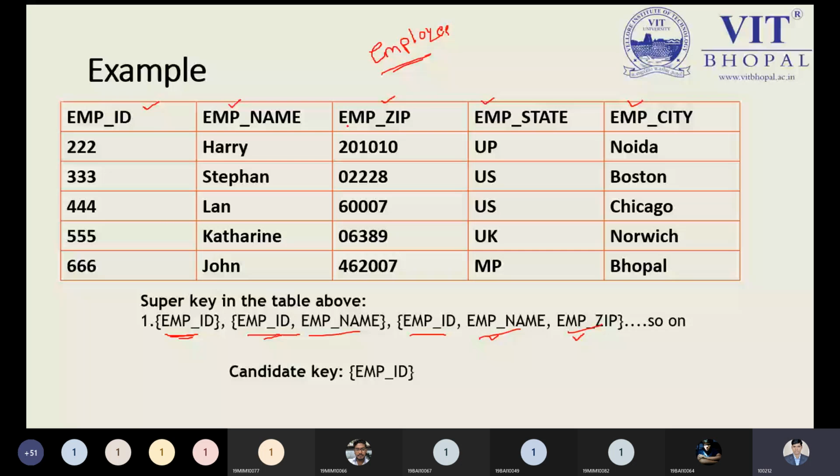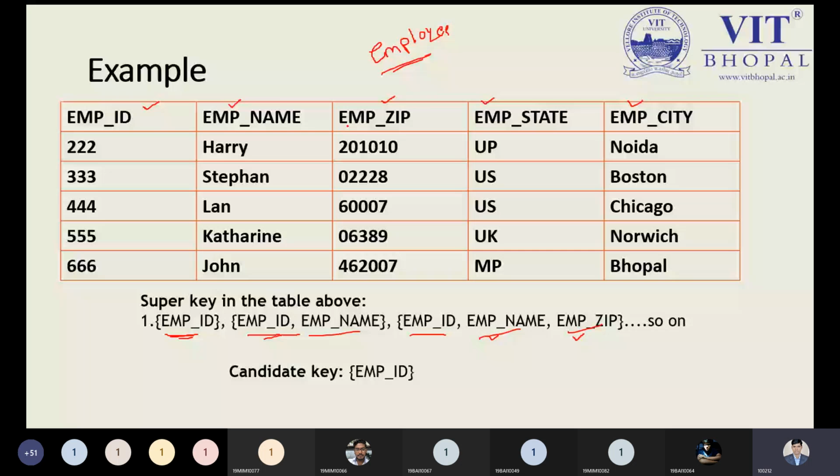So the super key in our table can be the employee ID only. Of course, it can be employee ID, employee name; employee ID, employee name, employee zip; and of course employee ID, employee name, employee zip, employee state, or employee city can be a super key. It is a set of that, or a single attribute can also become the super key.